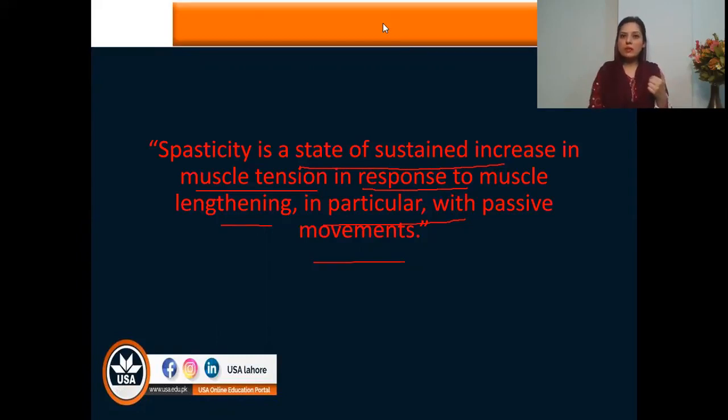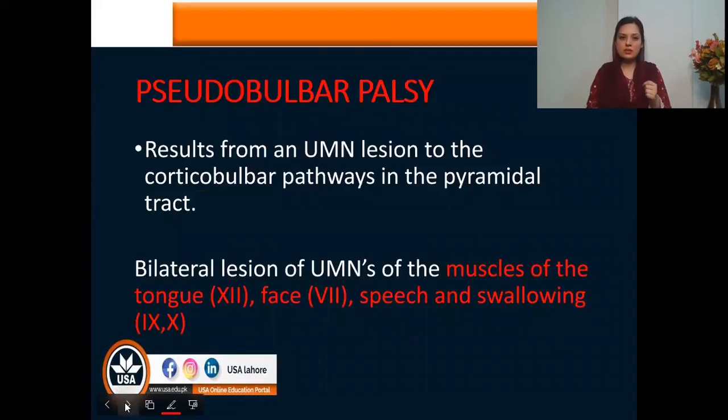I'm going to tell you about pseudobulbar palsy right now, then we'll move towards spasticity. Pseudobulbar palsy results from upper motor neuron lesions to the corticobulbar pathways in the pyramidal tract. Basically, a bilateral lesion of the upper motor neuron, especially affecting the muscles of the tongue, face, speech and swallowing, is going to give you this palsy.